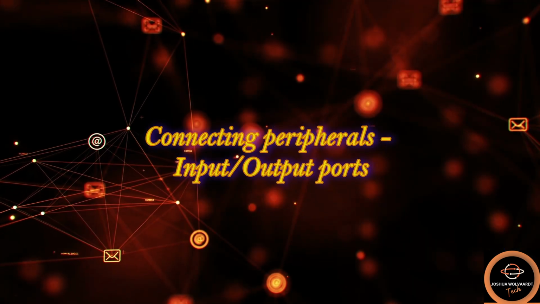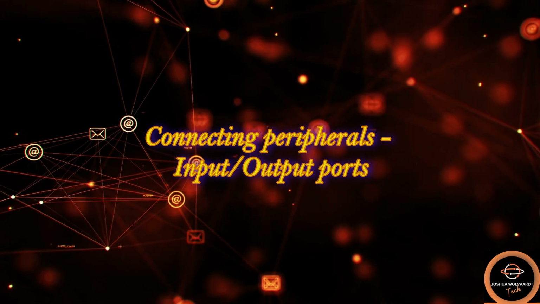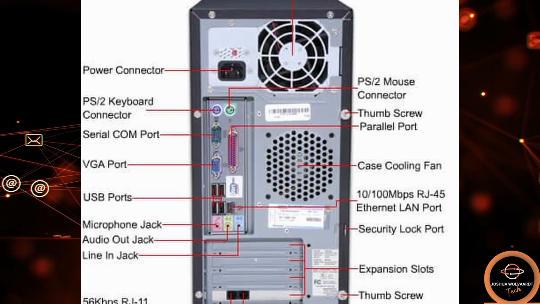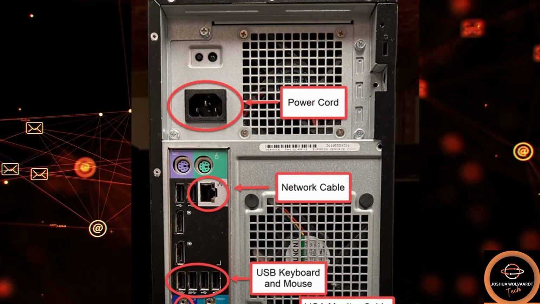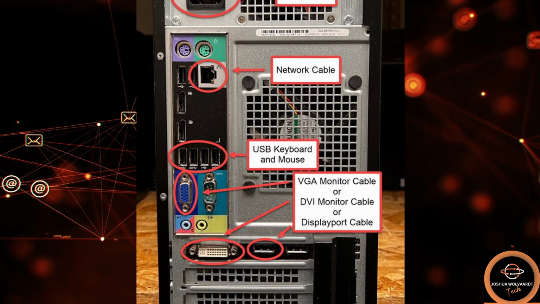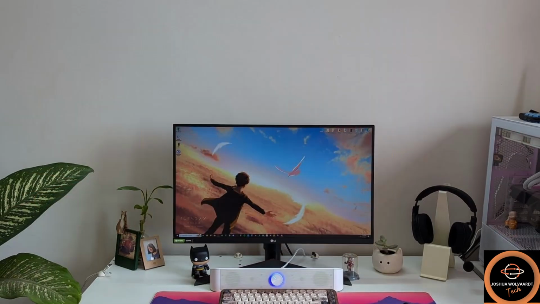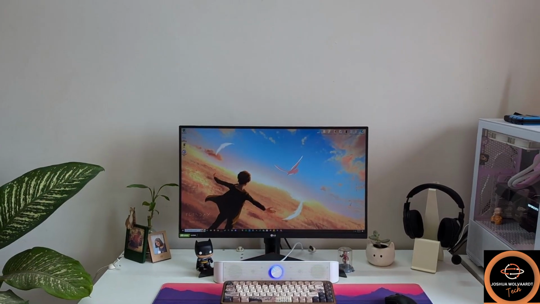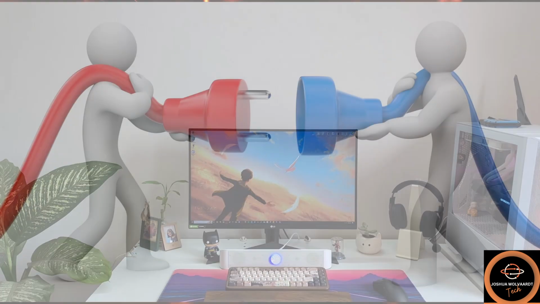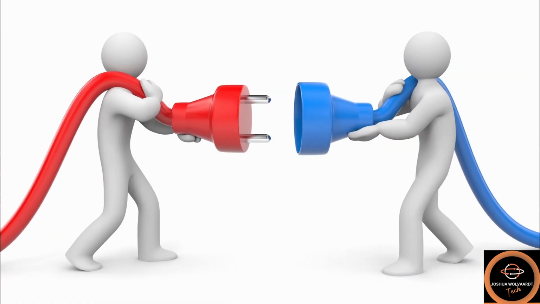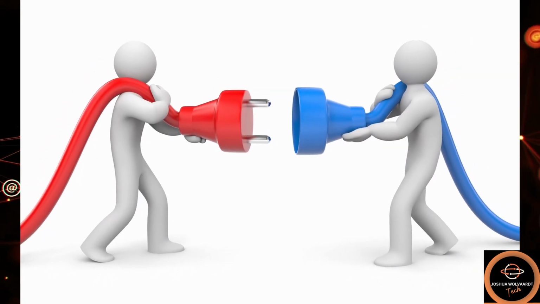Connecting peripherals, input-output ports. Now let's look at how you interact with your computer. The input-output ports. These are the various connectors on the back and sometimes the front of your PC that allow you to plug in the monitor, keyboard, mouse, speakers, and other peripherals. Understanding these ports is essential for connecting your devices correctly.